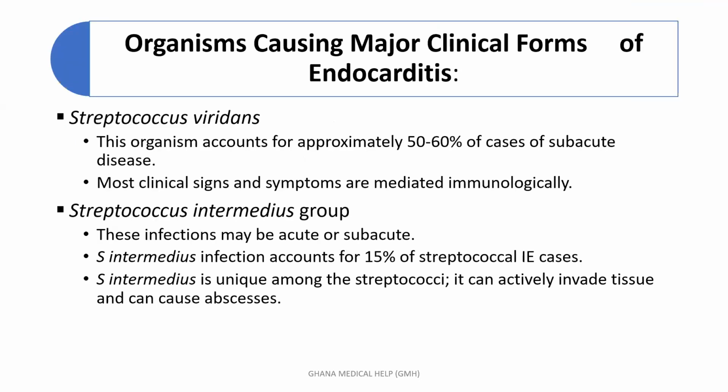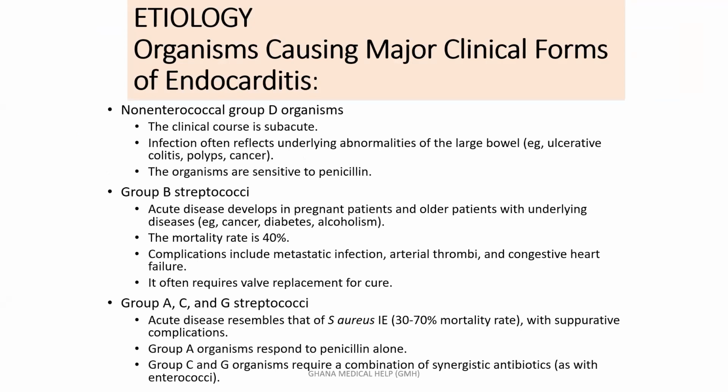We have the Streptococcus viridans. The organism accounts for approximately 50 to 60% of cases of subacute disease. We have the Streptococcus intermedius group, which also accounts for 15% of the cases. We have the non-enterococcal group D organisms. The clinical course is subacute, and they're also sensitive to penicillin.